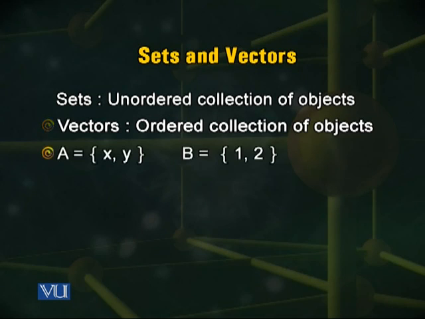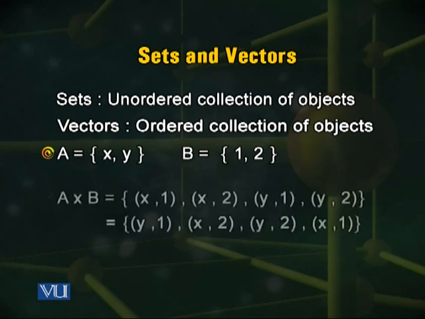Suppose you have two small sets A and B. A has elements x and y, two alphabets, and B has two numbers, 1 and 2. Then their Cartesian product is a set, and in this set there are 4 elements, formed as ordered pairs with first entry coming from alphabet x or y and the second entry coming from number 1 and 2.